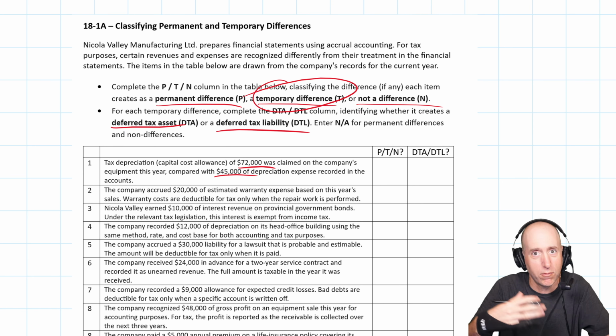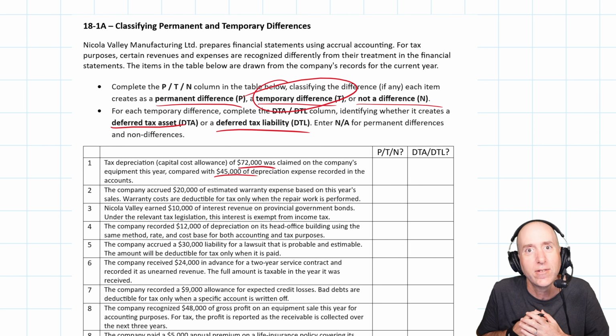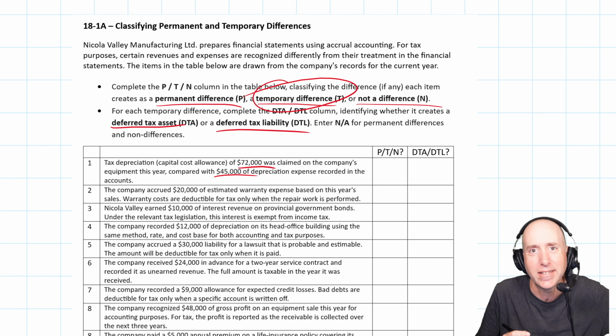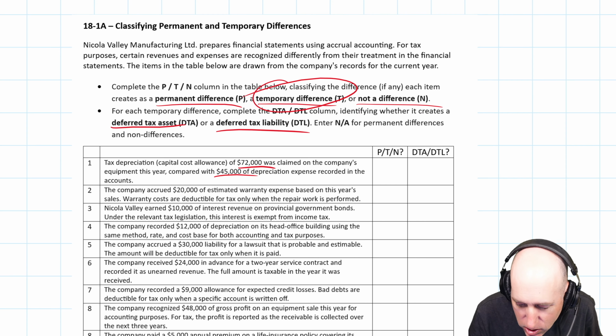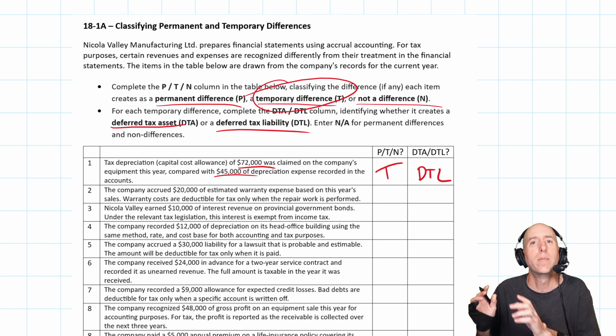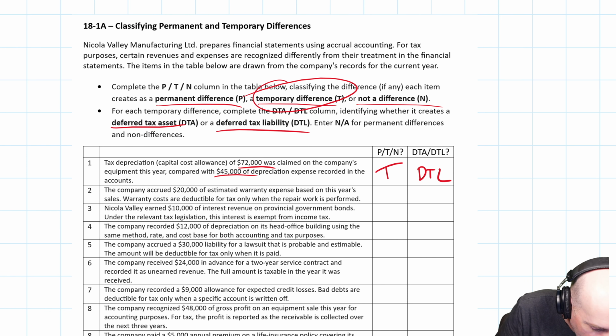By definition, this is a reversing thing, right? So now I took a high tax deduction. I saved tax dollars today. In the future, I'm going to actually owe more in taxes because I took the higher deduction now. So this is a temporary difference, and it's a deferred tax liability. I don't have tax savings in the future. My tax savings are lower in the future. Let's look at the next one.